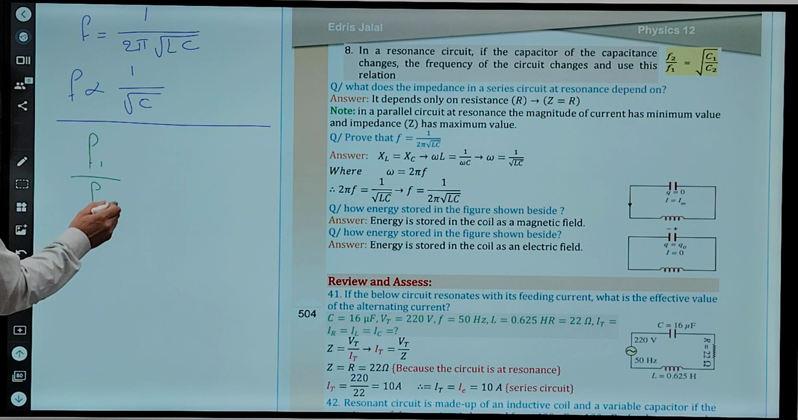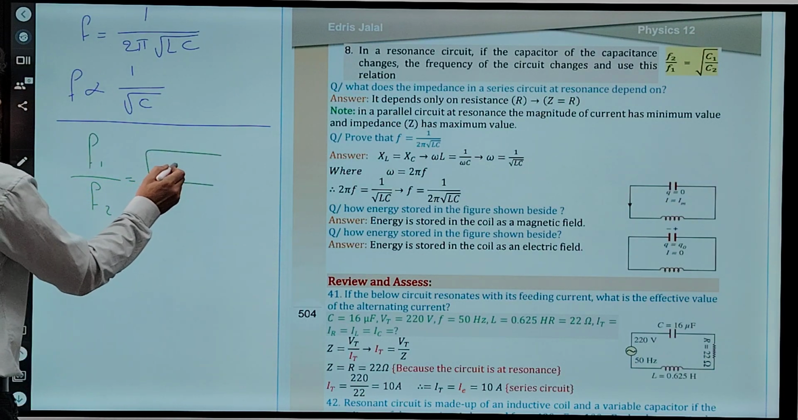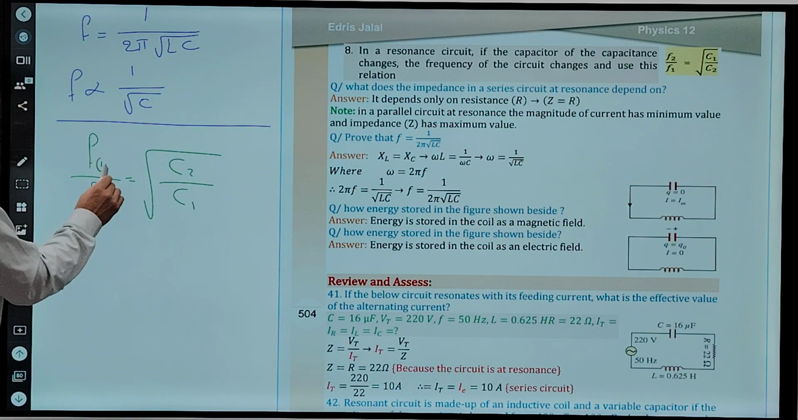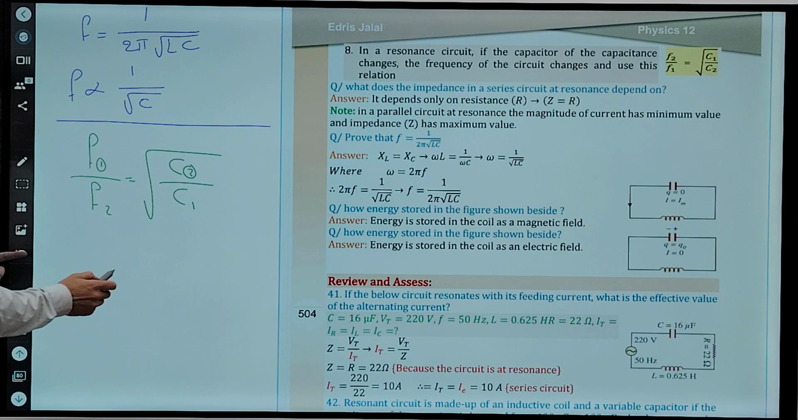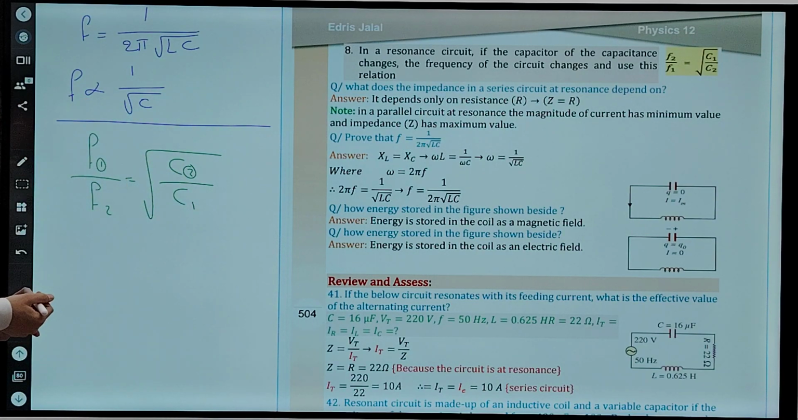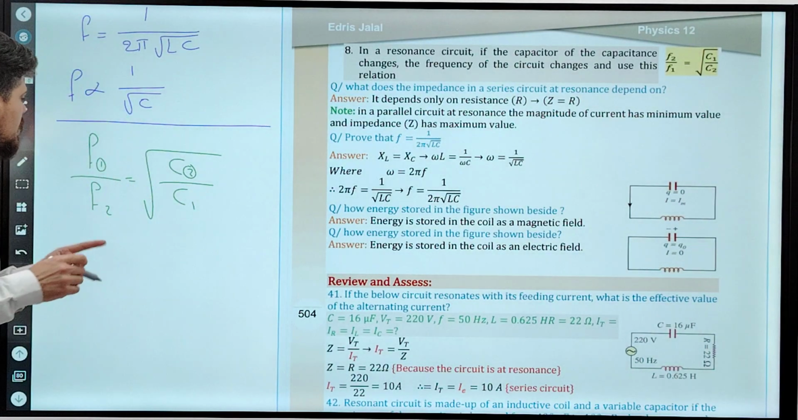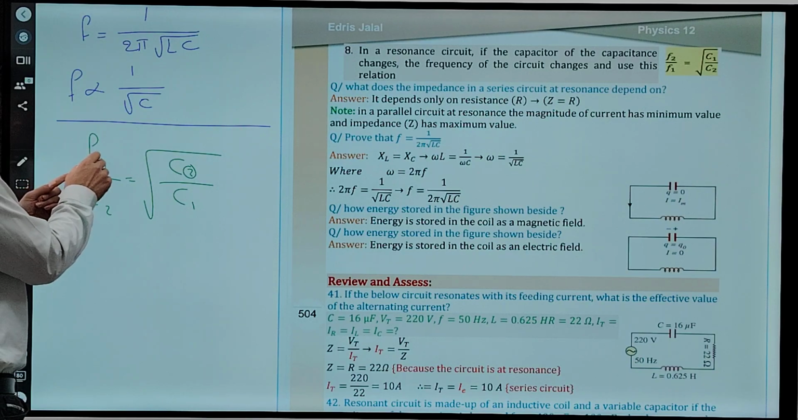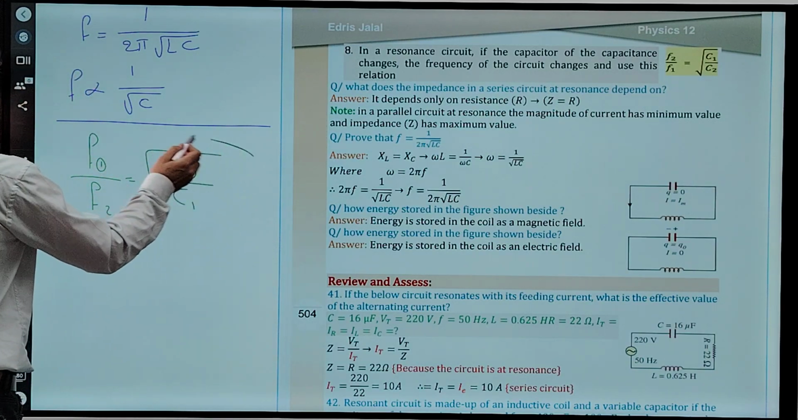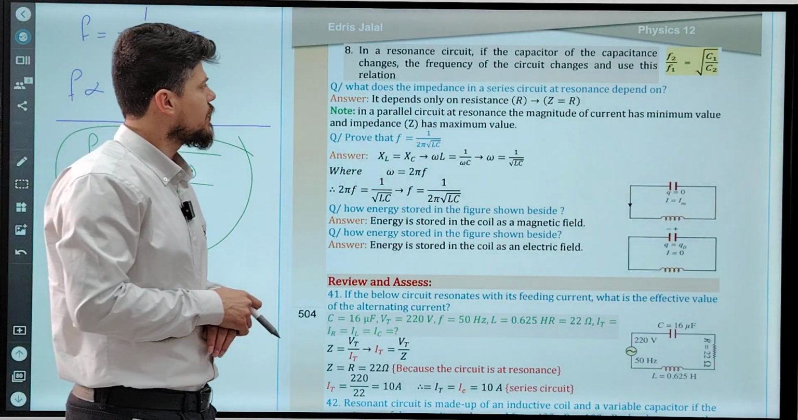F1 over F2 is equal to what? Radical C2 over C1. Why? Why here we have 1 but here we have 2? Because frequency and capacitor are inversely related to each other. In the case of two variables being inversely related, you have to write down F1 with C2, okay? And according to this equation, you can find the value of the changing frequency, okay?